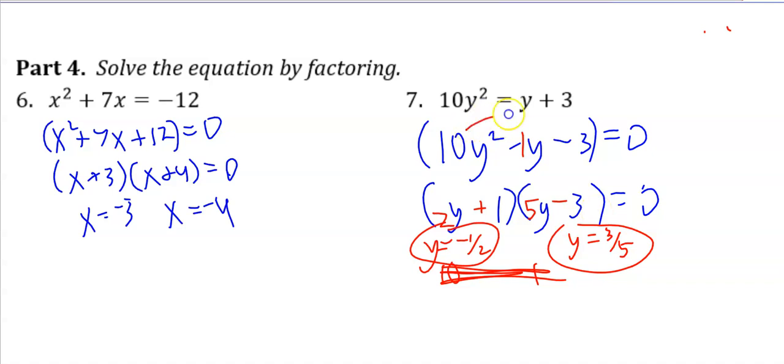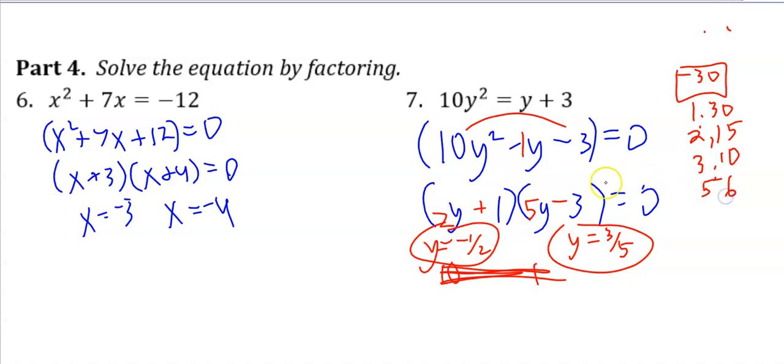The other way you could have done it is when you see AC, you could have done -30. Factor that as many ways as you can. 1 and 30, 2 and 15, 3 and 10, 4 doesn't go in there, 5 and 6. Two factors that add up to make a -1. So I think that would be a -6 and a +5. You would take that middle term and split it up using these two terms. So it'd be like 10y squared plus 5y minus 6y minus 3. Then do factoring by grouping. You should get the same factoring and the same result.